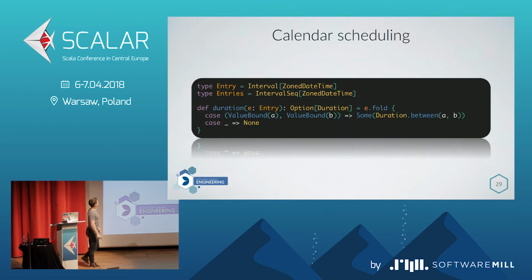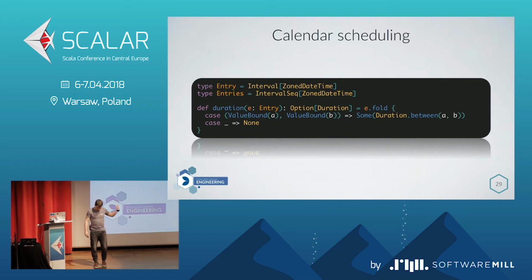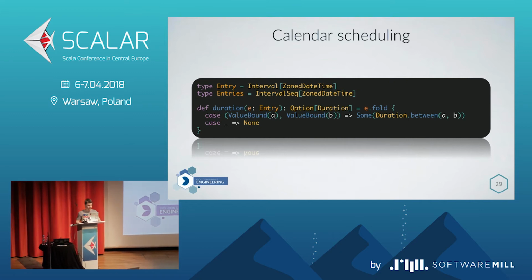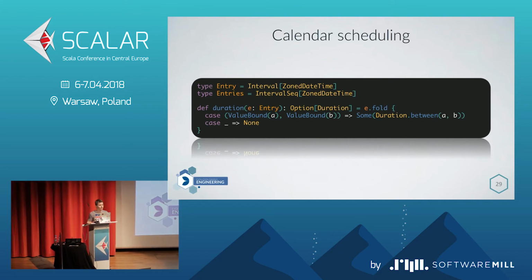So now some code. We'll first define some helpers. I try to put as little code as possible in one slide so that it's easy to understand. Entry is one interval, entries is an interval set. In this case, it's an interval sequence. And we'll also need a way to calculate the duration of one interval, so that we can filter by it and only get the slots that are at least one hour long. This is a very simplified version. We can calculate duration only for a bounded interval where both boundaries contain some value.